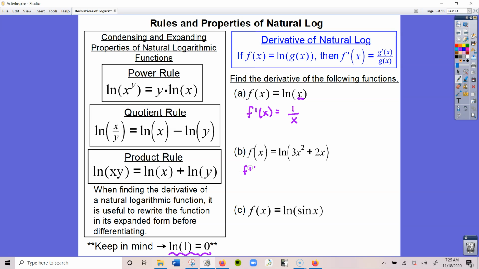For b, we find the derivative inside of ln, so for 3x squared plus 2x, the derivative would be 6x plus 2, and we put it over the original function, which is 3x squared plus 2x. For the derivative of the ln of sine x, the derivative of sine is cosine, and we put it over the original function, so sine. And cosine divided by sine is cotangent x. So that's how you find the derivative of ln functions. Now let's look at a couple more examples.